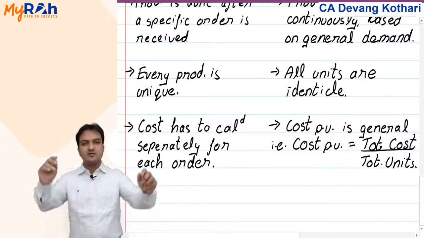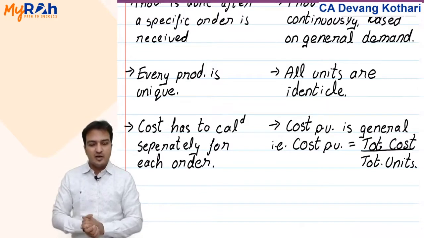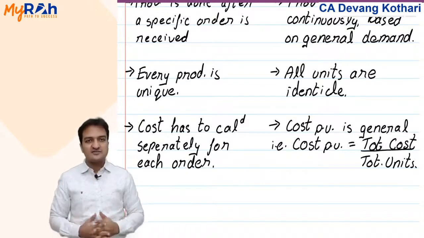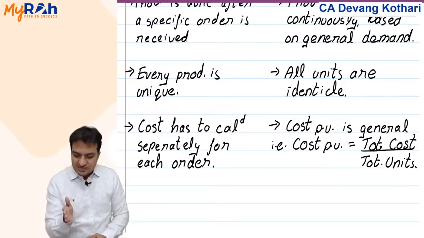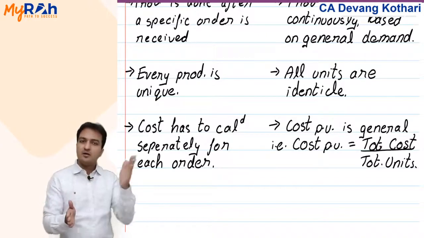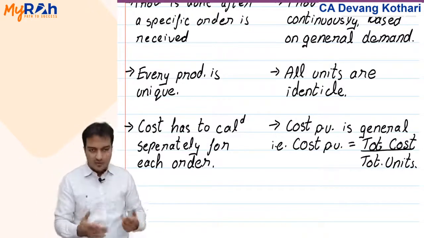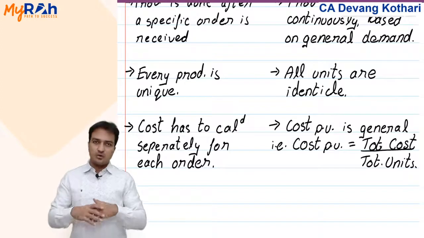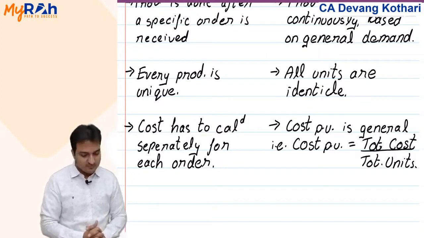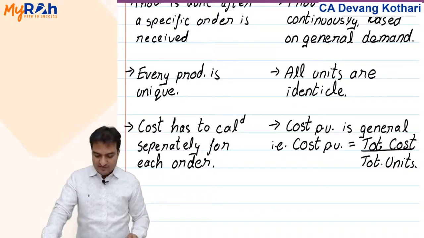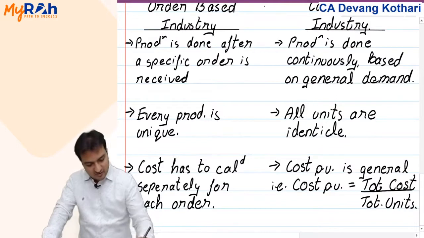Cost has to be calculated separately for each order. That is the main specialty here. Now, certain chapters in our syllabus will be falling under order based industry. Certain chapters in our syllabus will be falling under continuous industry. I will show you the summary of all chapters in a while so that you will understand what all chapters we have and what will be learnt in which chapters. But as of now, I hope you understand this difference, what is order based industry versus continuous industry.